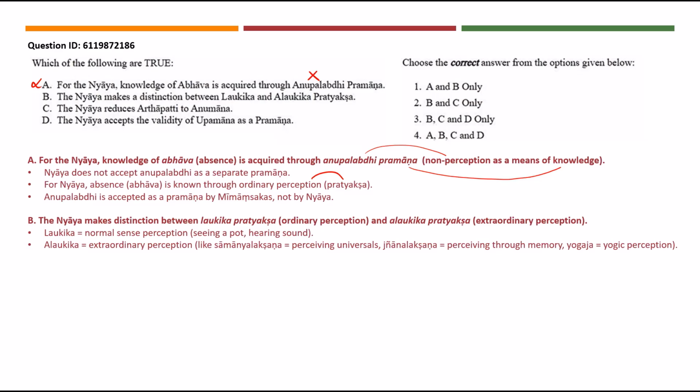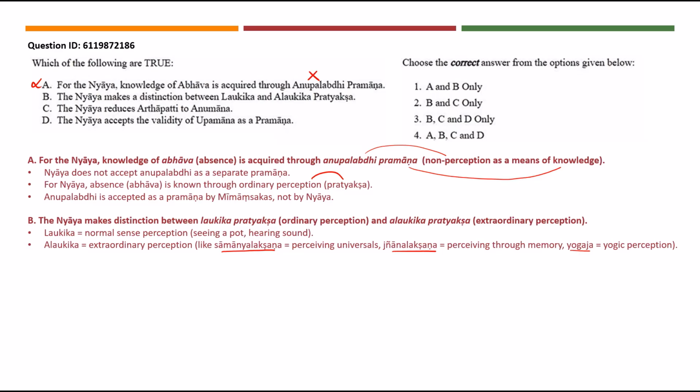Laukika is normal sense perception. On seeing a pot, you can understand it's a pot. On hearing the pot sound, you can understand it's a pot sound. Alaukika is extraordinary perception, like perceiving universals, perceiving through memory, or using yogic perception. The yogic perception term is yogaja, perceiving through memory is jnana lakshana, and perceiving universals is samanya lakshana.